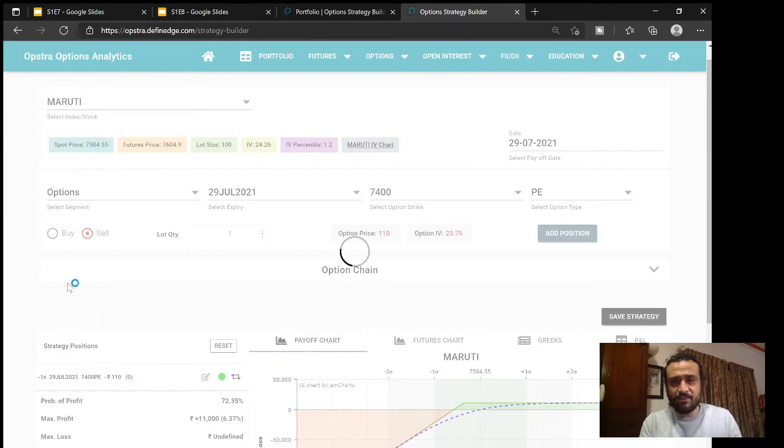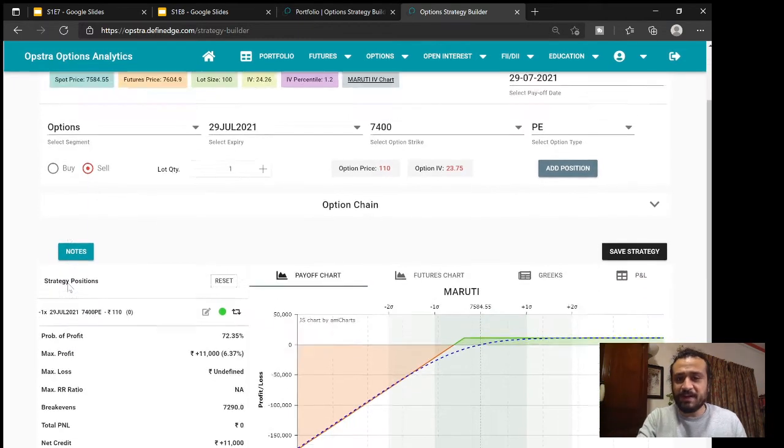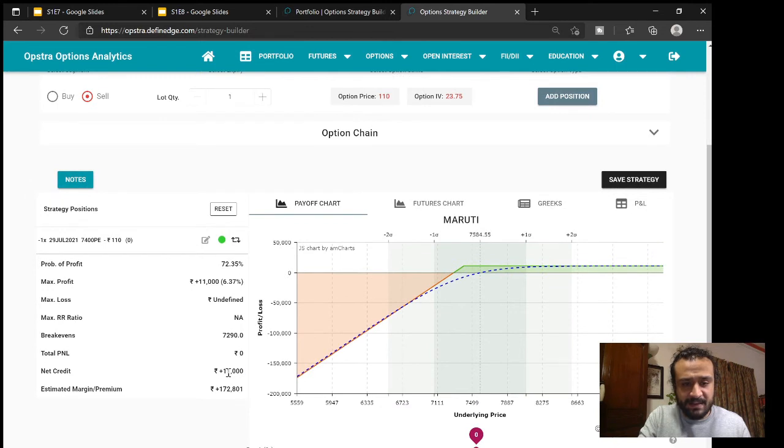So this is just a simulation, right? When I'm saying selling, adding position, it's just taking a paper trade. No real money is being used, but it gives you a realistic, natural feel of what is going to happen. Like we discussed, net credit is 11,000 rupees. The margin required will be about 1,72,000 rupees.